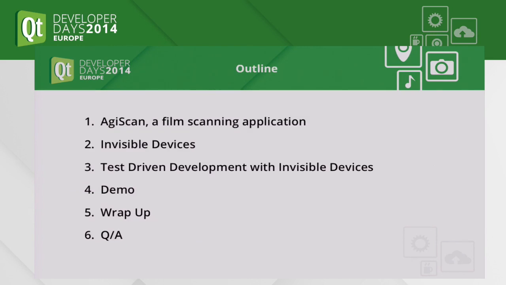So, now to our talk. First, I will take a real-life example of what it is to work with an invisible device. Then I'll go into more detail about what those devices are, then how to develop with them using test-driven development. I will then make a little demonstration, and then we'll have some time for questions and answers. There will also be some live coding during the session to show you the different stages of development.